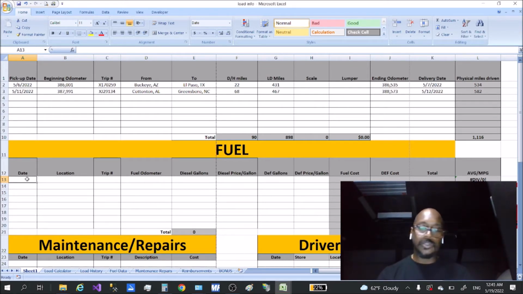Guys, please stick around so that you can see it to the end, and then you will kind of get an idea of how much money you could make in this trucking industry.